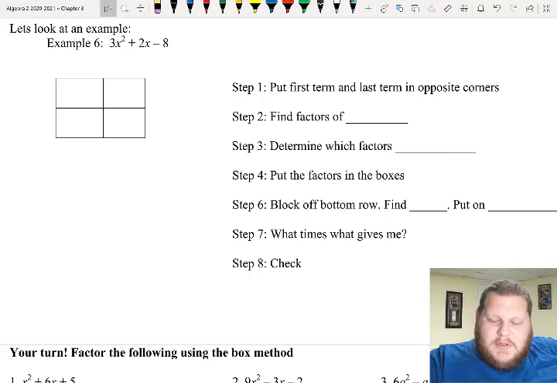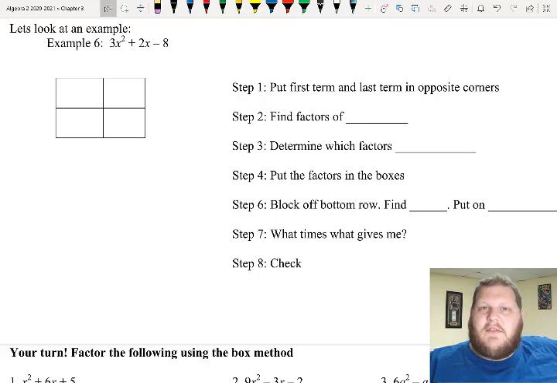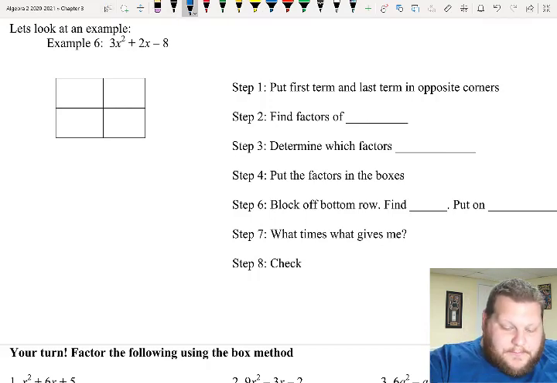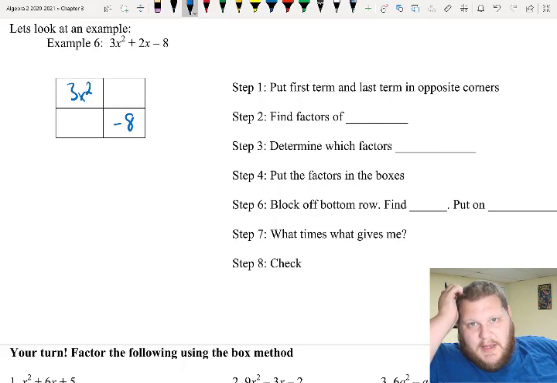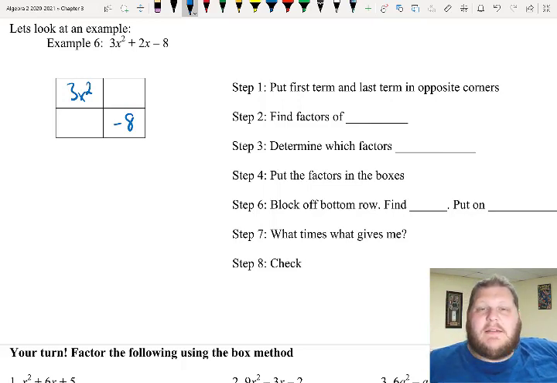If we follow these steps, just for the sake of the video, we can go ahead and do that. So step 1, put our first and last terms in opposite corners. So in my box, my first term is 3x squared. My last term is negative 8. And they are always in those particular corners. My first term is always the top left box. My last term is always my bottom right box.